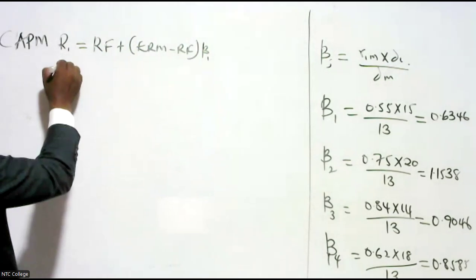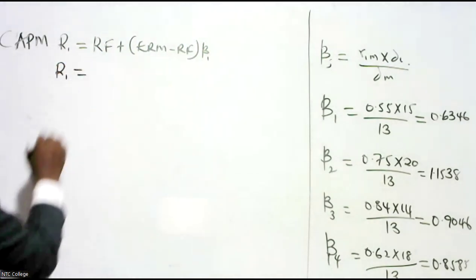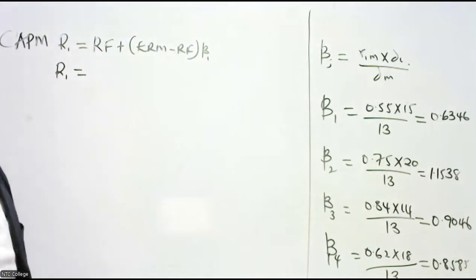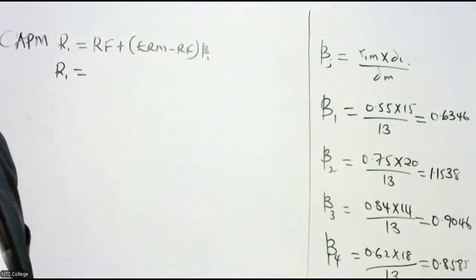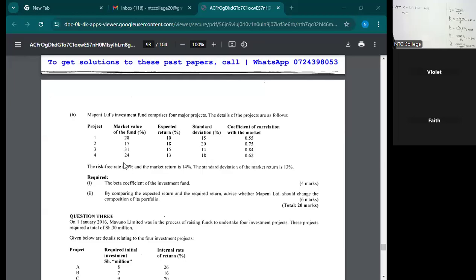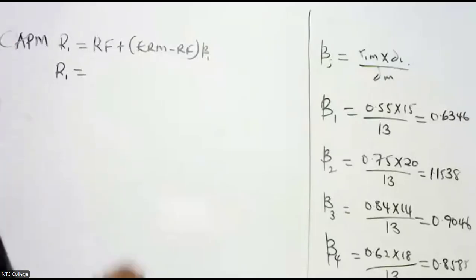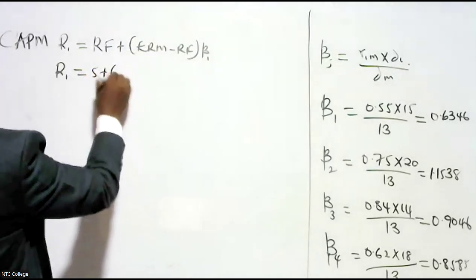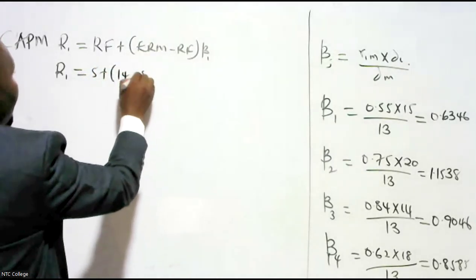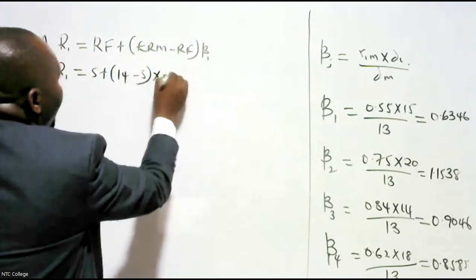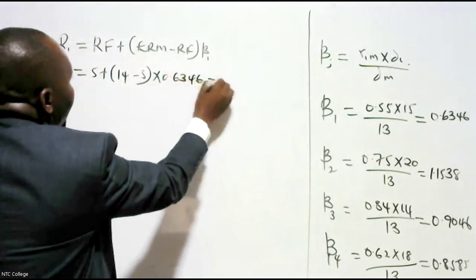So let's come to the first one. For 1, are we given the expected return? The risk rate, tumepewa ni ngapi? 5. And then market is 14. And then beta we have calculated. So we are good. We can get our 5% plus 14 minus 5 times, for the first one is 0.6346. Get me the answer.